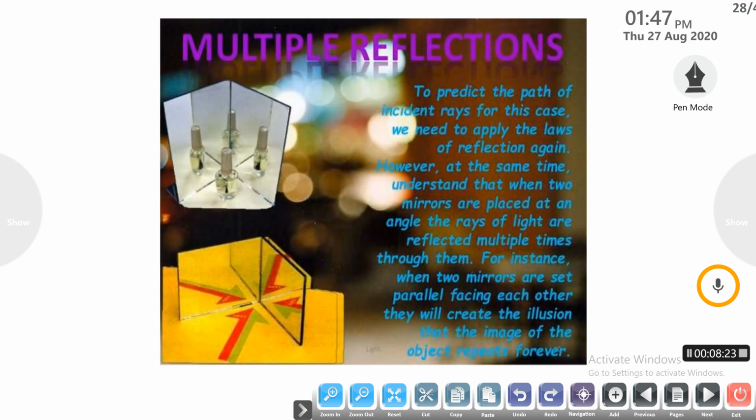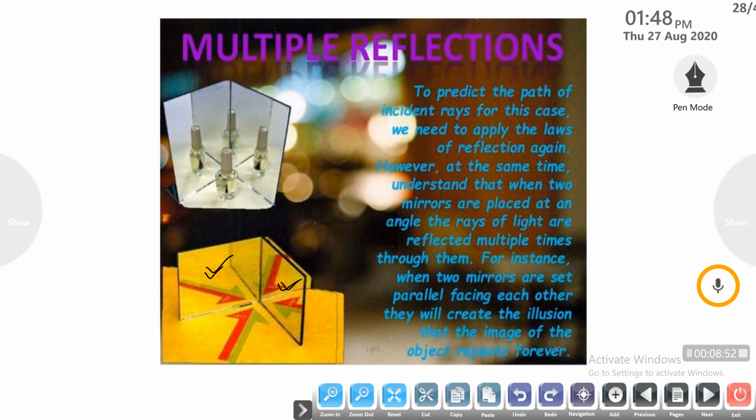The next is the concept of multiple reflections. To predict the path of the incident ray in this case, we need to apply the laws of reflection again. Like you can see in the picture, when two mirrors are placed at an angle, the rays of light are reflected multiple times through them. The image in one mirror can act as an object for the second mirror, and the image in the second mirror can act as an object for the first mirror.